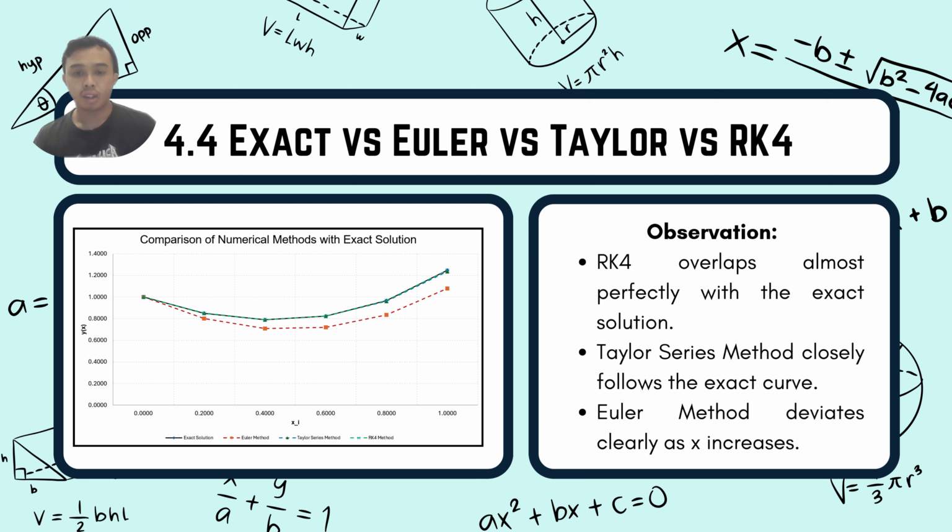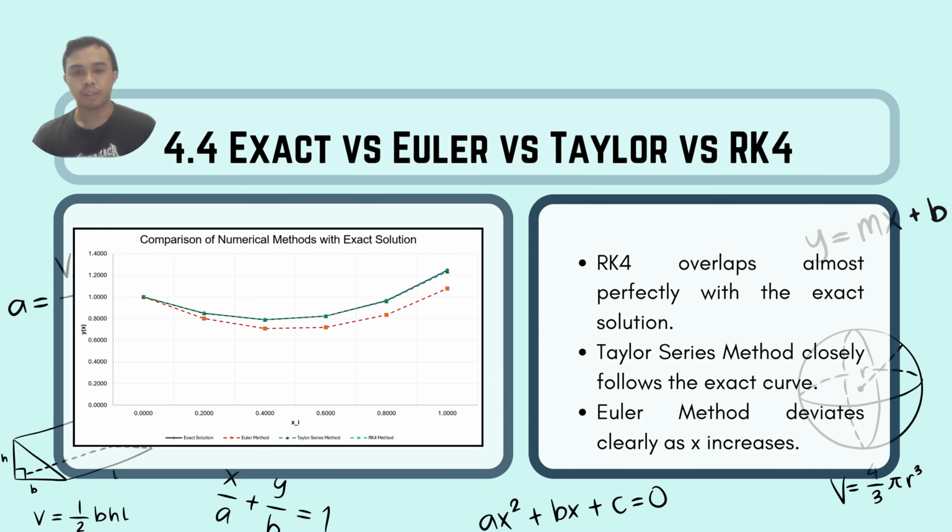The Taylor series method also follows the exact curve closely, although there is a small difference at higher x values. The Euler method deviates clearly from the exact solution as x increases. This happened because the Euler method only uses the first slope at the beginning of each interval. Overall, the graph confirms that RK4 is the most accurate method, followed by Taylor, while Euler is the least accurate.